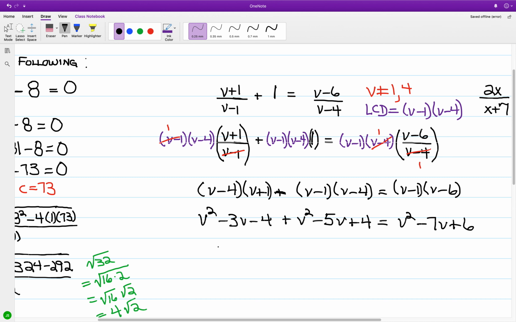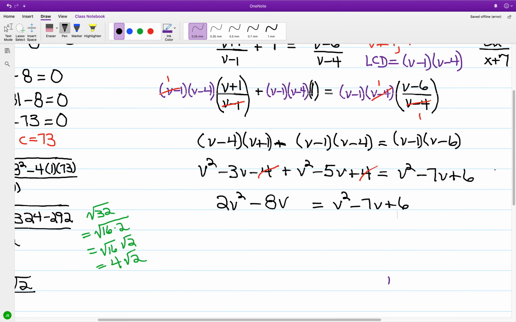And as we look at combining the variable terms, we have 2v squared minus 8v. And we have negative 4 plus 4, that's going to go out. And this is equal to v squared minus 7v plus 6. And looking at joining together like terms, we can move everything from the right hand side of the equation over, so I can take out v squared. Likewise, take out negative 7v by adding 7v to both sides. And with 6, take this out.